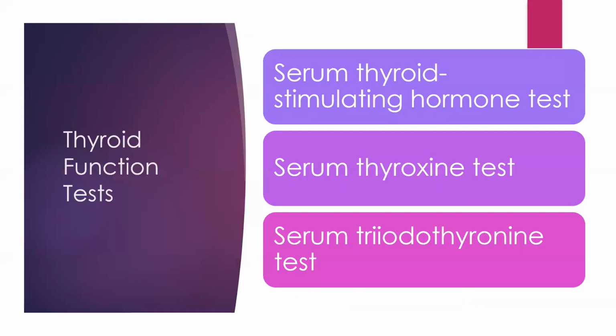So when we're doing function testing for the thyroid, the first thing that we look at is serum thyroid stimulating hormone. So TSH, that's the biggest thing that we're going to use when we want to screen and diagnose patients with hypothyroidism. This is also how we're going to monitor patients when we are giving them thyroid replacement medications. So your TSH is going to be the most sensitive method for diagnosing hypothyroidism.